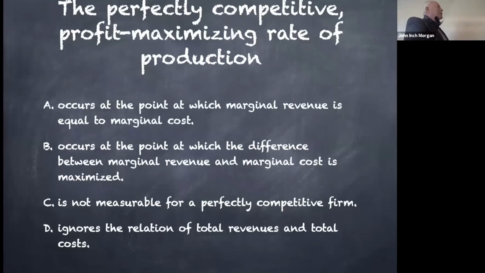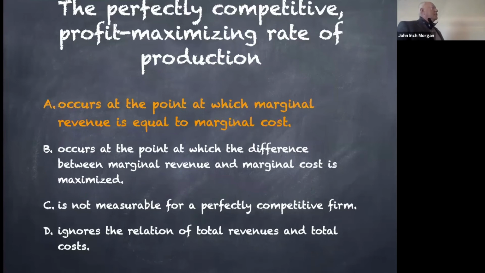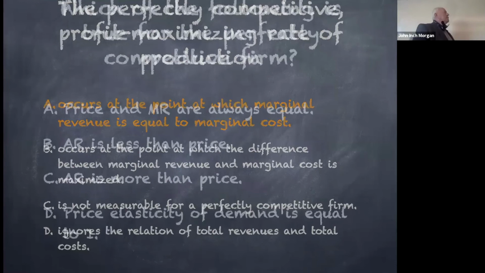So the answer to the perfectly competitive profit maximizing rate of production occurs at the point at which marginal revenue is equal to marginal cost. Another typical question, which of the following is true for the perfectly competitive firm?